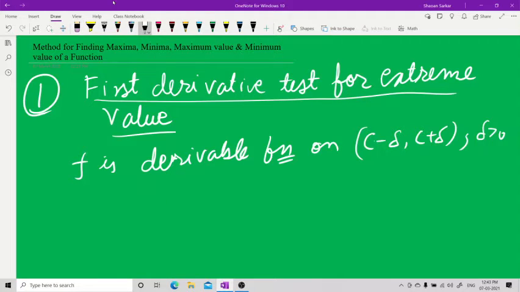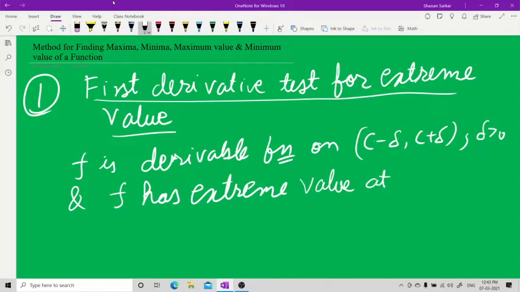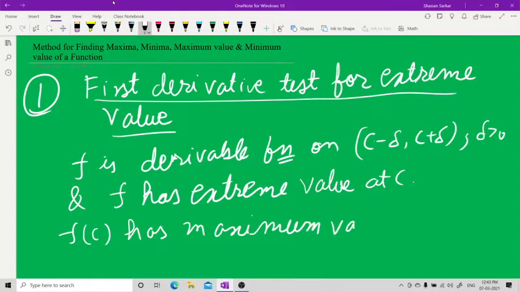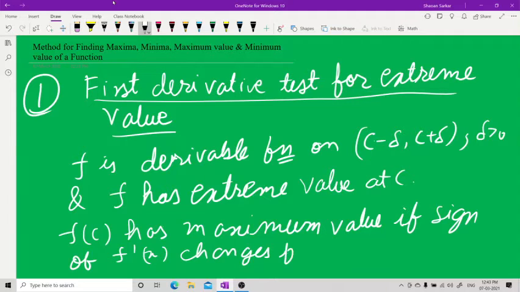F is a derivable function on C minus delta and C plus delta, where delta is greater than 0, and f has an extreme value at C. Then f(c) has maximum value if the sign of f dash x changes from positive, that is plus, to minus.